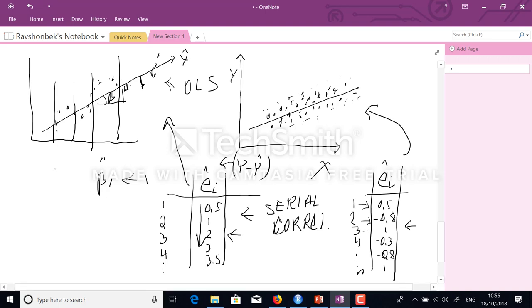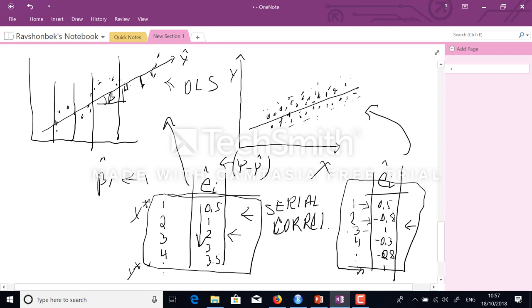In other words, if you cut the data into half, if I cut this data into half, take this top part as x star, and take the remaining part as y star, let's say, I can correlate them. And if the correlation is positive, that's a serial correlation. But here, I can cut the data, create two sets of variables from this, say x star and y star, and if I correlate them, they don't correlate.